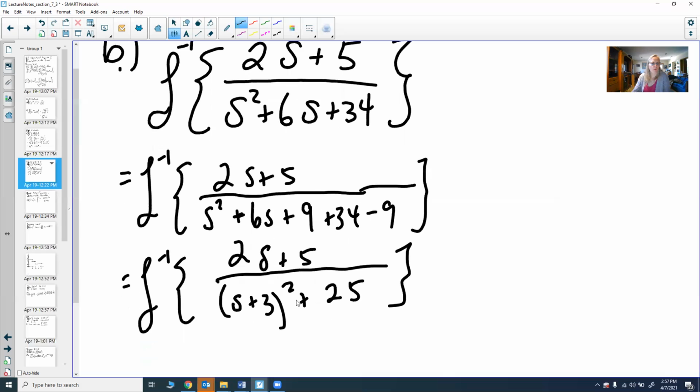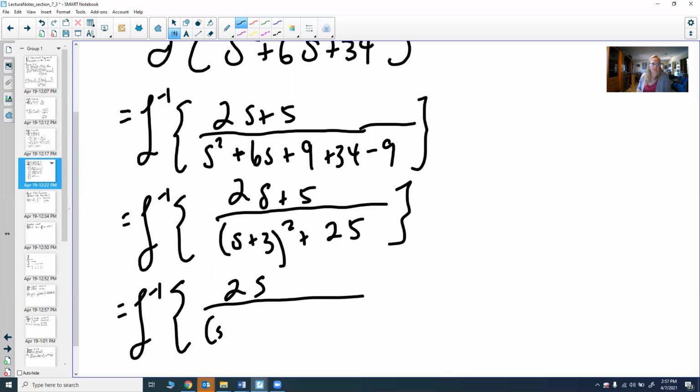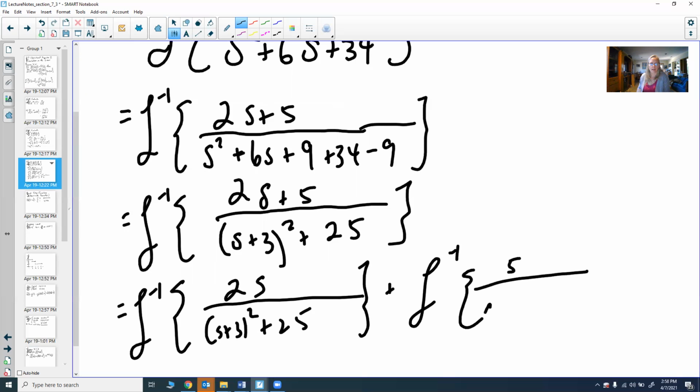So now we have what this would look like in this other form. The next thing is partial fraction decomposition, but you want to keep your denominator the way it is. Actually, we don't need to do that. I'm sorry, we just want to separate them up. So it'd be the inverse Laplace of 2s over s plus 3 squared plus 25, plus the inverse Laplace of 5 over s plus 3 squared plus 25.